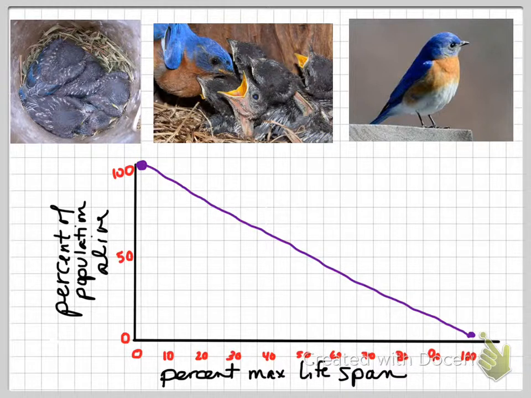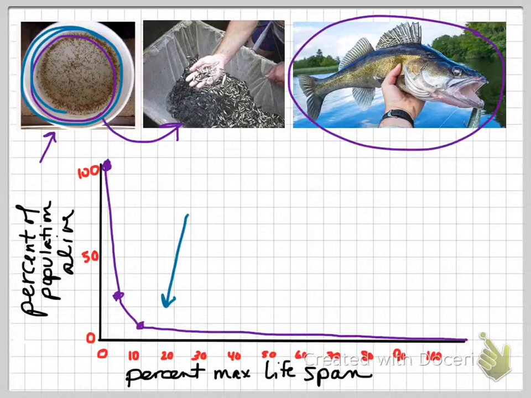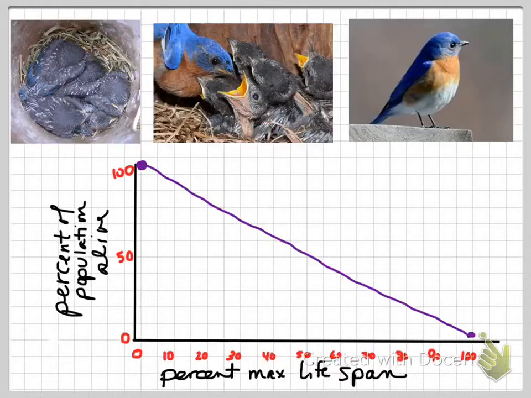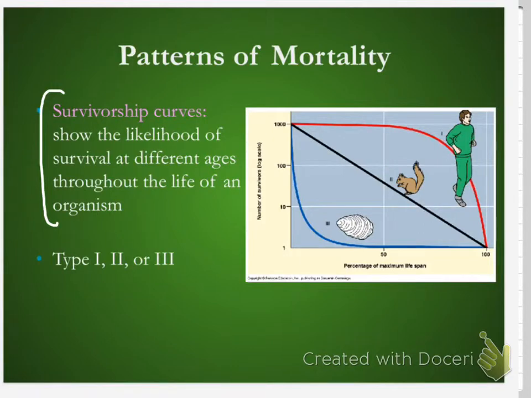Now, obviously baby birds are vulnerable, probably more so than adults, but life is just risky for birds. It really is. Now, let's put this in the context of survivorship curves, because what you didn't know, the great trick, is that you've been looking at survivorship curves. A survivorship curve shows the likelihood of survival at different ages throughout the life of an organism.